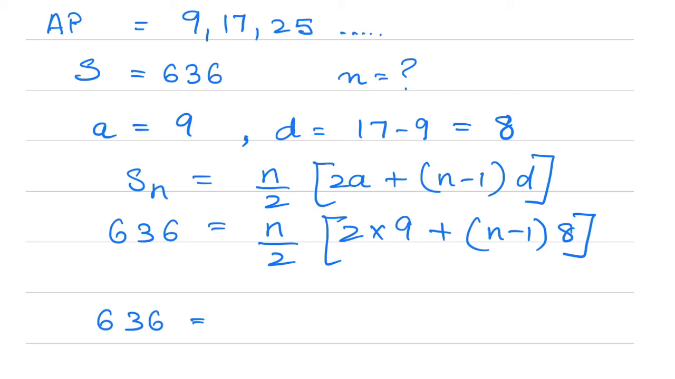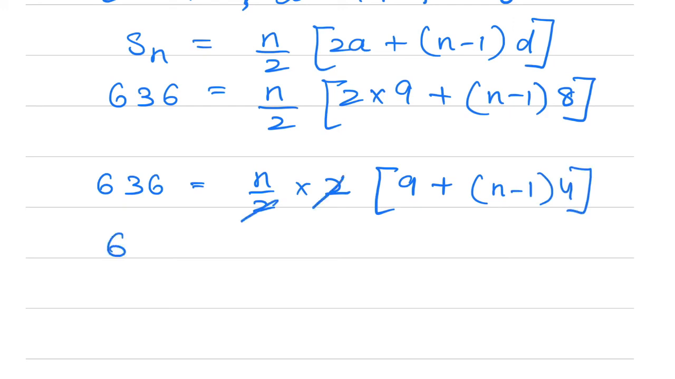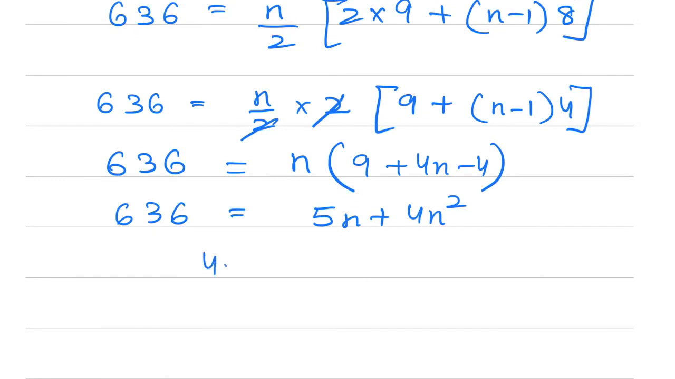636 is equal to n by 2. We can take 2 common, so we have 9 plus (n minus 1) into 4. 2 gets cancelled, so we have 636 equal to n into (9 plus 4n minus 4). So 636 is equal to 9 minus 4, so 5n plus 4n square. 4n square plus 5n minus 636 is equal to 0.